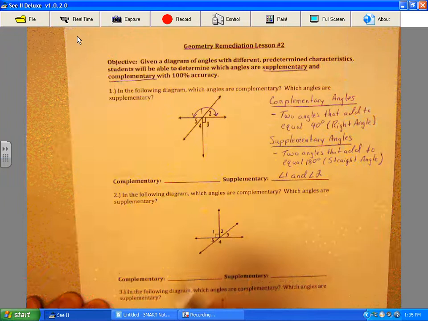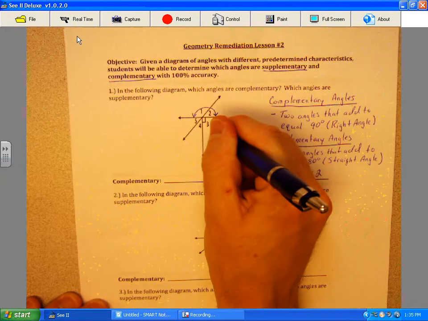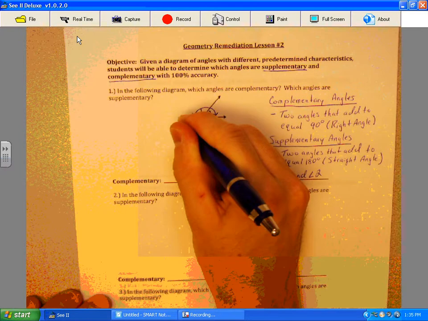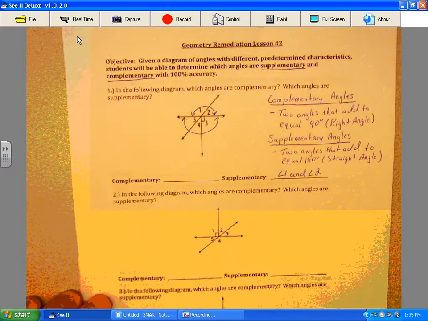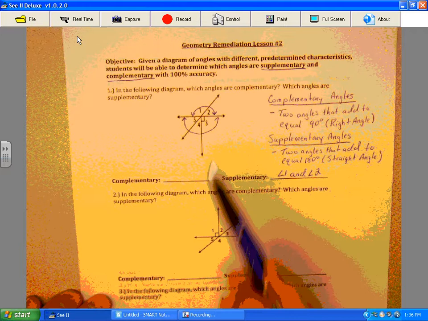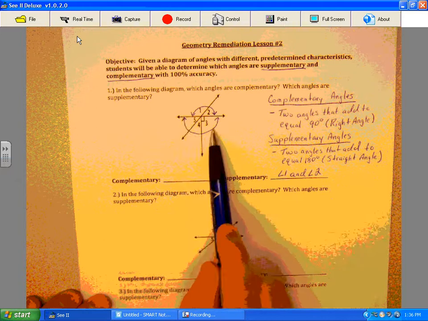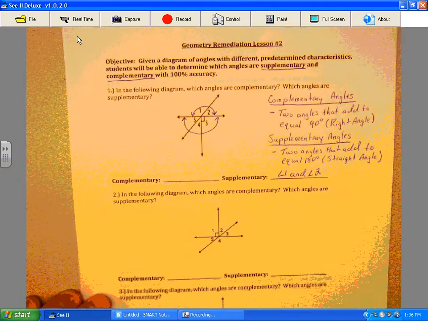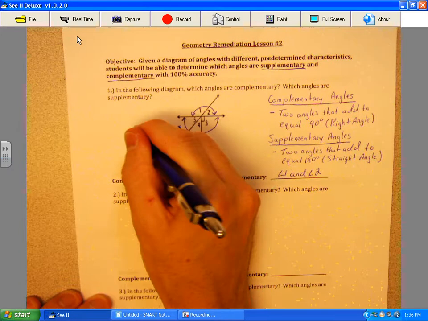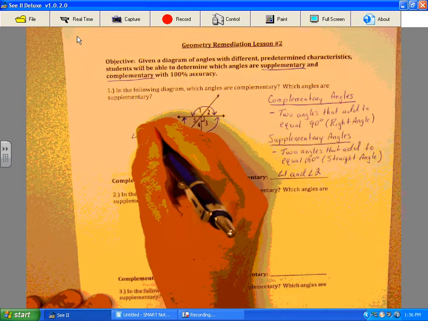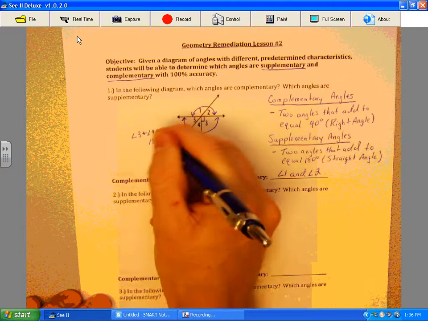Okay, now looking at angles 3, 4, and 5 going in this direction. You can see that angles 3, 4, and 5 make a straight angle once again. So we know that this angle measurement right here, this straight angle, is 180 degrees. The whole thing, angle 3 and angle 4 and angle 5, equal 180 degrees when I add them together.